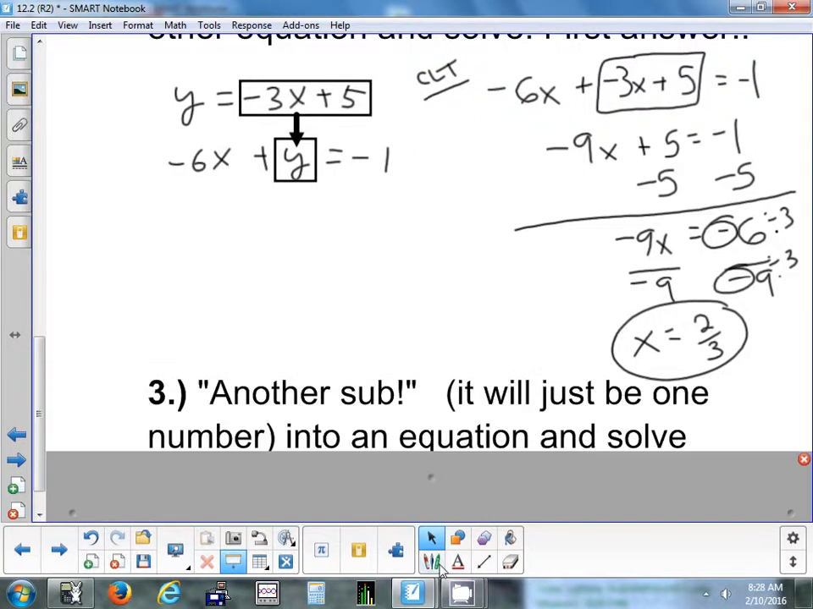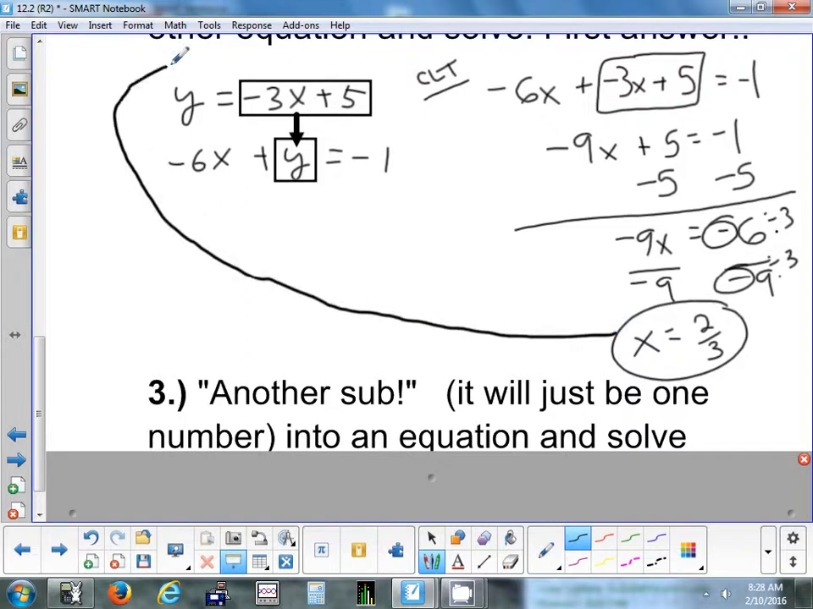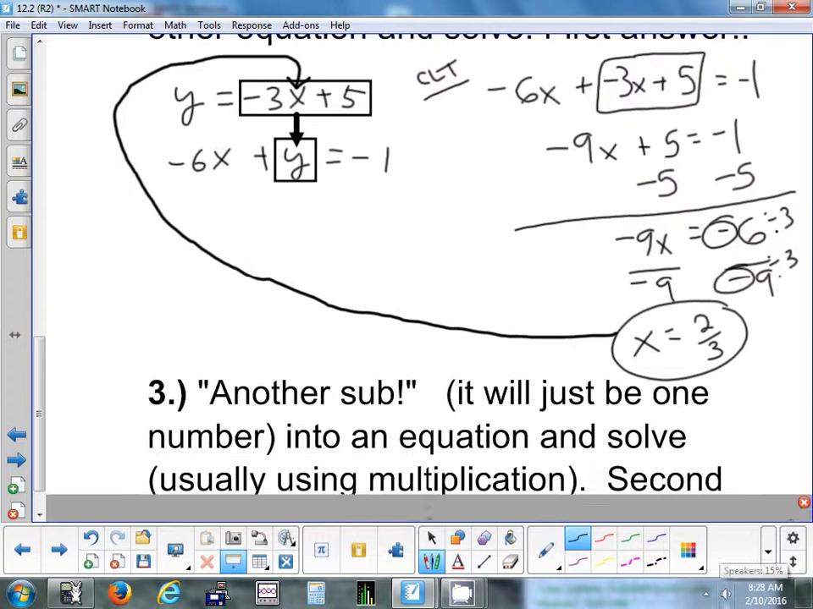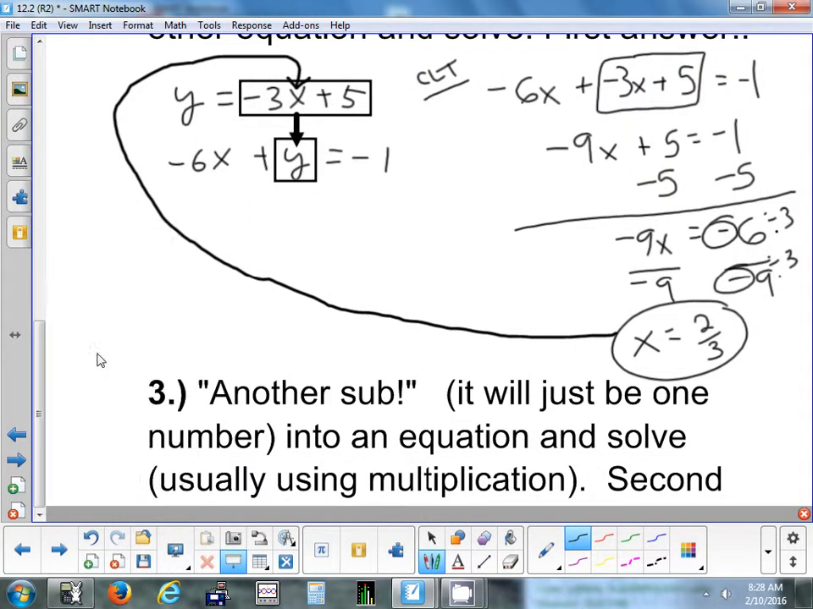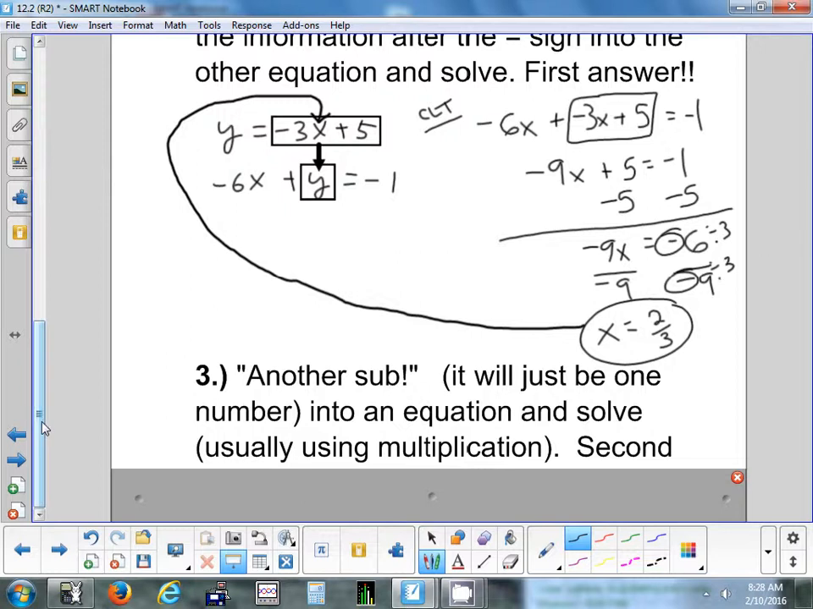So we got this guy. Now we got to get another sub. We're going to use this x now, the x we just solved for, and plug it into an equation to get my y. Now, this is different from before because when we substituted for y, we had a variable and a constant. But when we solved here, all we have is one number. So all we're doing is plugging in for one thing.